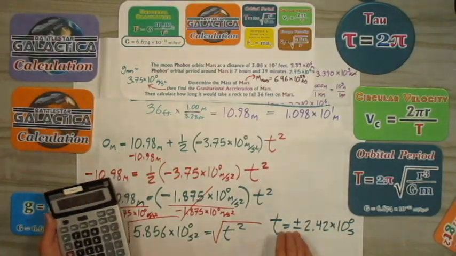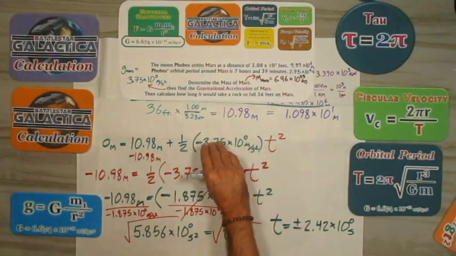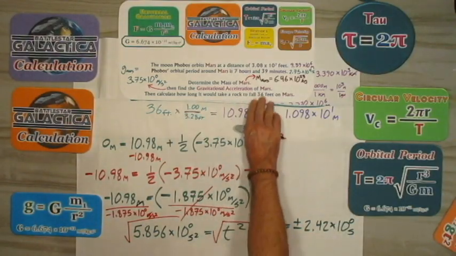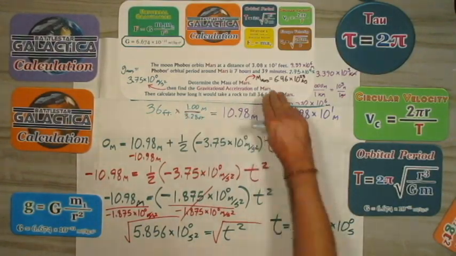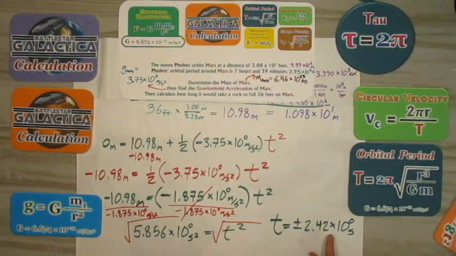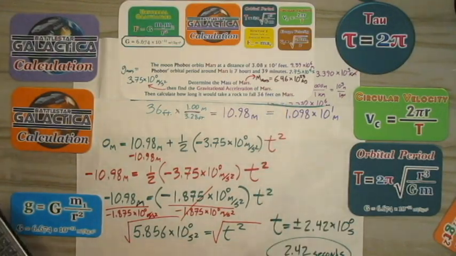So the time it would take for something to fall 36 feet on Mars is 2.42 times 10 to the 0 seconds, which of course is 2.42 seconds. And that is the answer. Now we usually put it in scientific notation, and that's my final answer here.